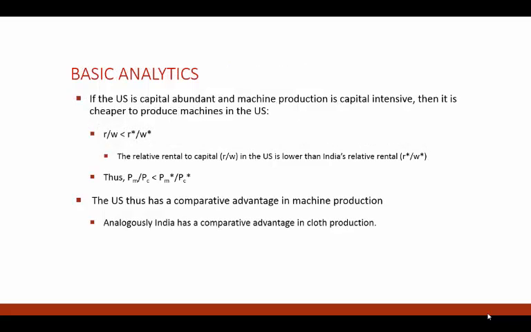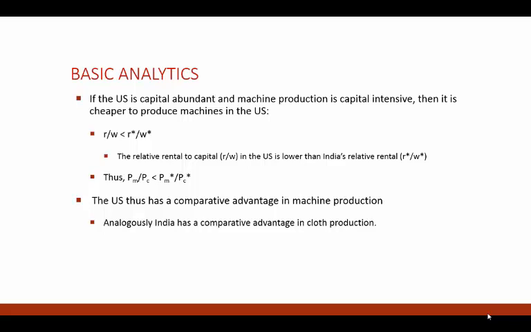In our illustration, the relative price of machines is flatter or smaller in the United States compared to India, the result of the US being capital abundant and machine production being capital intensive. This is explained analytically by what happens to the relative factor payments due to factor abundance. The relative rental to capital, that is R over W, in the United States is lower than the relative rental to capital in India, R star over W star.